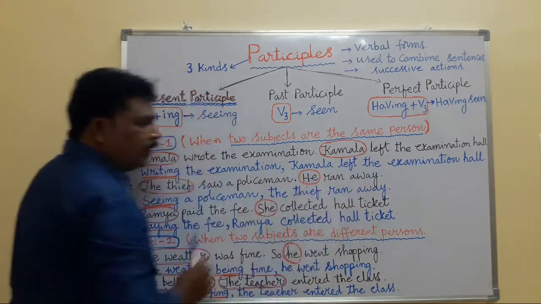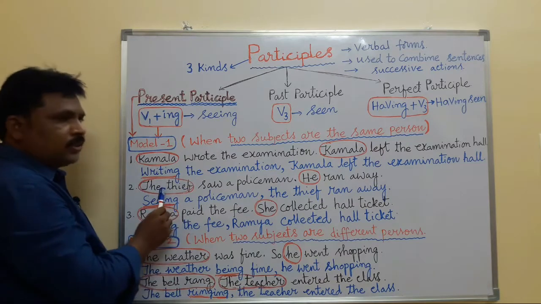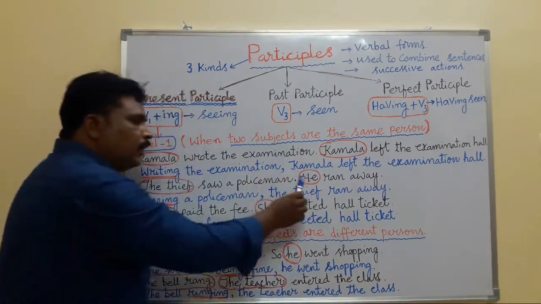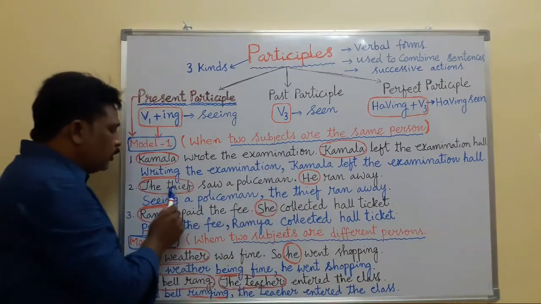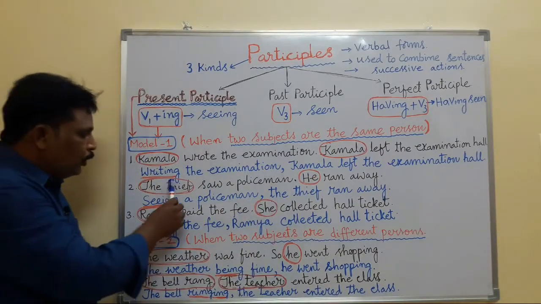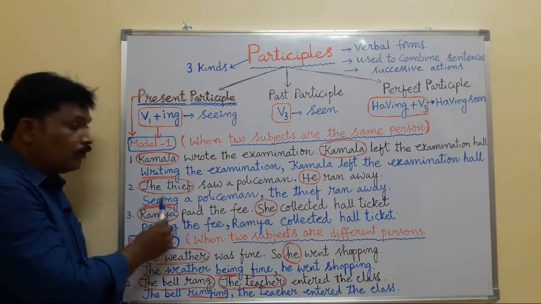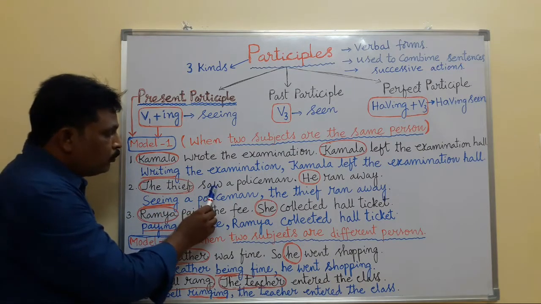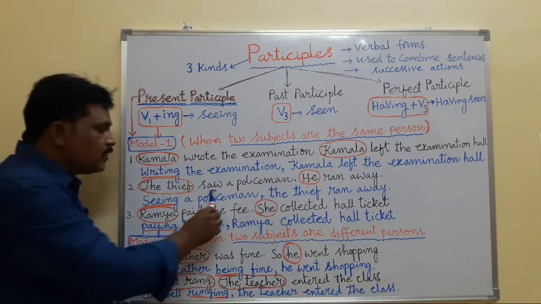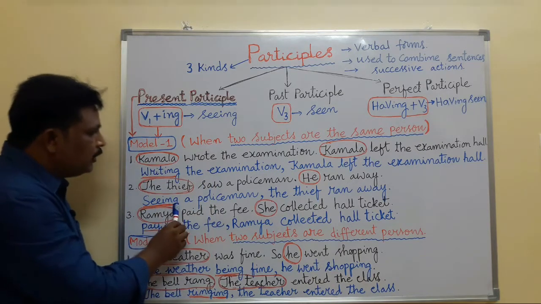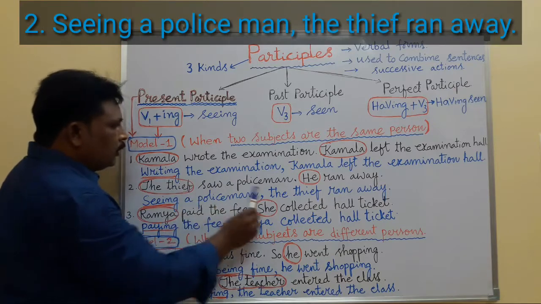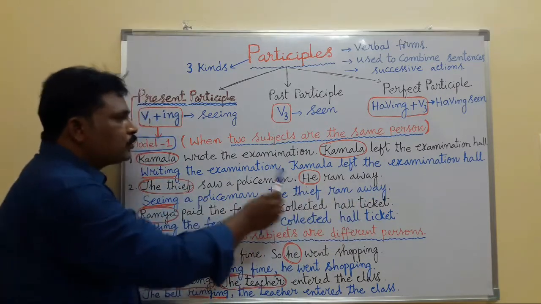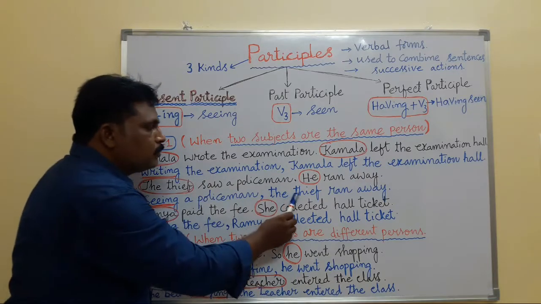He ran away. Here in the first sentence the subject is thief. In the second sentence the subject is the same person. He means the thief. So while writing the answer, we don't start with the subject, we start with the present participle. What is the present participle of saw? That is V1, see plus ing, seeing a policeman, comma, the thief ran away. Because there are two subjects which are the same, we write the subject here.